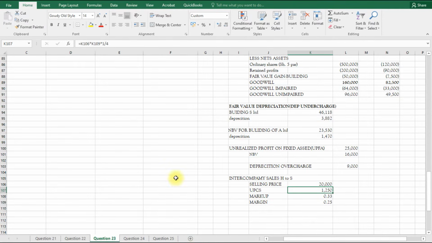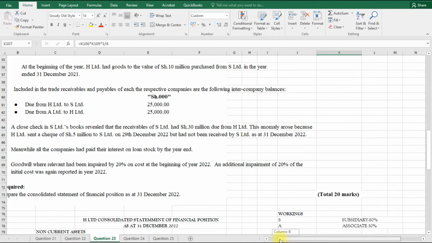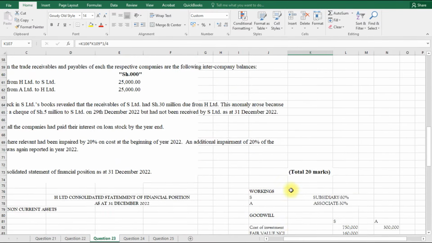But there was another thing here that we are told. That was this one that we had sold. There was this statement here: 1/4 of these goods remained unsold at the end of the year. I believe that one we have already factored in. Let's just confirm that.